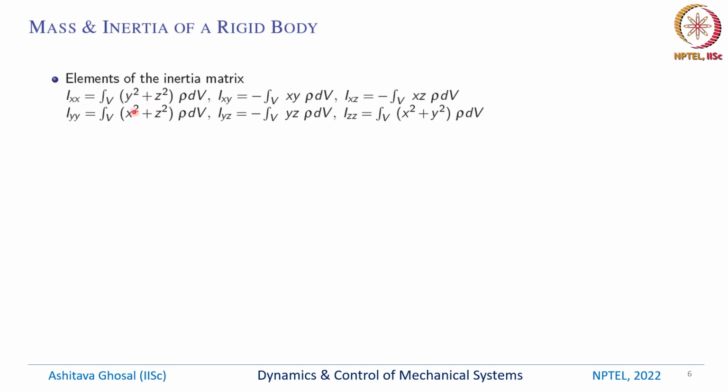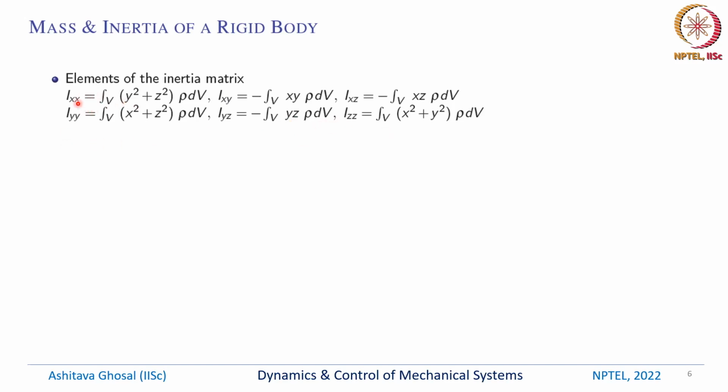and based on the skew symmetric matrix AR, its square, and the volume integral, we can define elements of the inertia matrix. Ixx is the volume integral of y squared plus z squared into rho dV. Ixy is minus the volume integral of xy rho dV. Ixz is minus the volume integral of x into z rho dV, and likewise Iyz is the volume integral of yz rho dV.